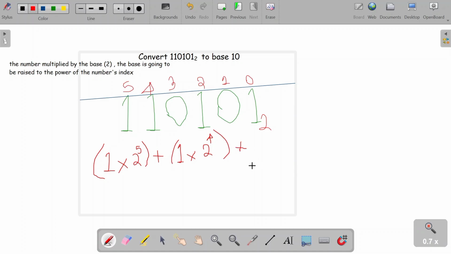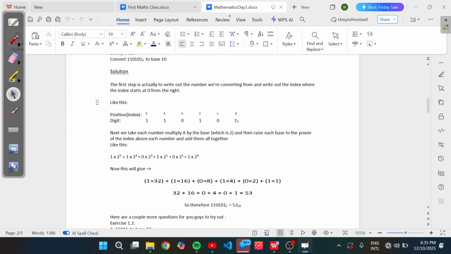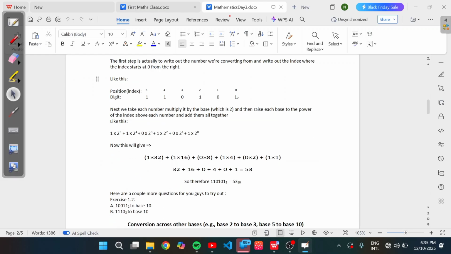If I were to do that, this video will be unnecessarily long. So let's just take a look at what was done in the document. So 1 times 2 to the power of 5 plus 1 times 2 to the power of 4 plus 0 times 2 to the power of 3 plus 1 times 2 to the power of 2 plus 0 times 2 to the power of 1 plus 1 times 2 to the power of 0. Okay? So that would give you 1 times 32. The 32 is 2 to the power of 5. That would give you 32.